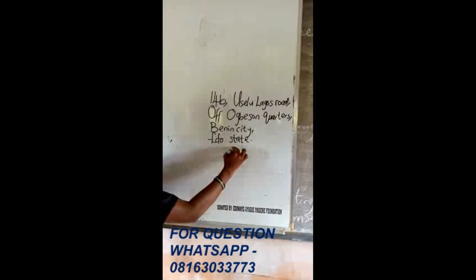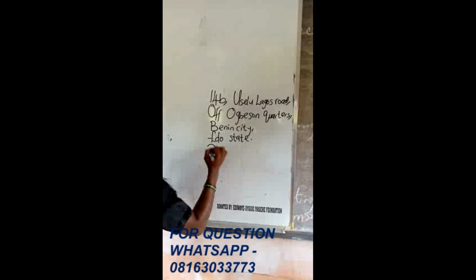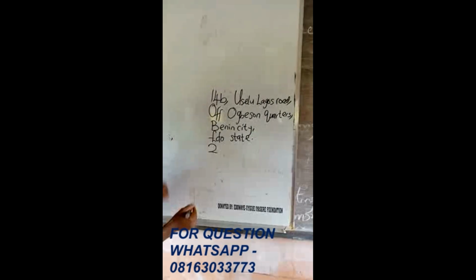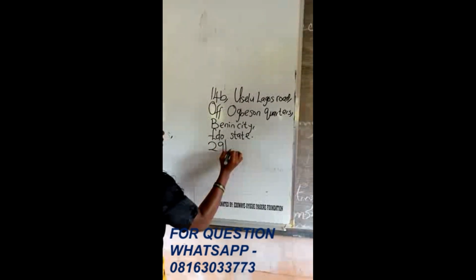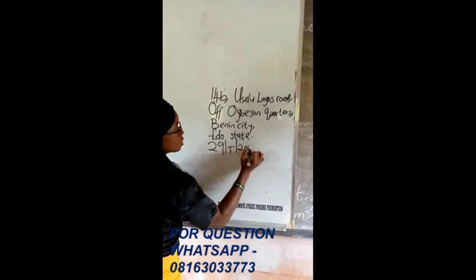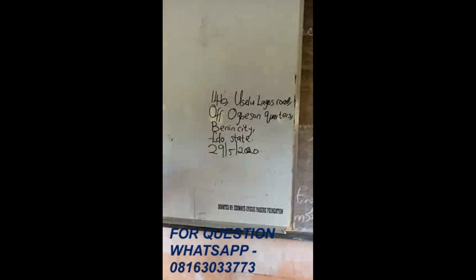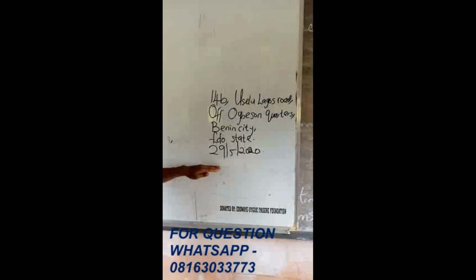Then you have your date. Your date, write the present date. Don't write the date that is ahead or backdated. You write 29th May 2020. Then your final full stop. That is your writer's address.